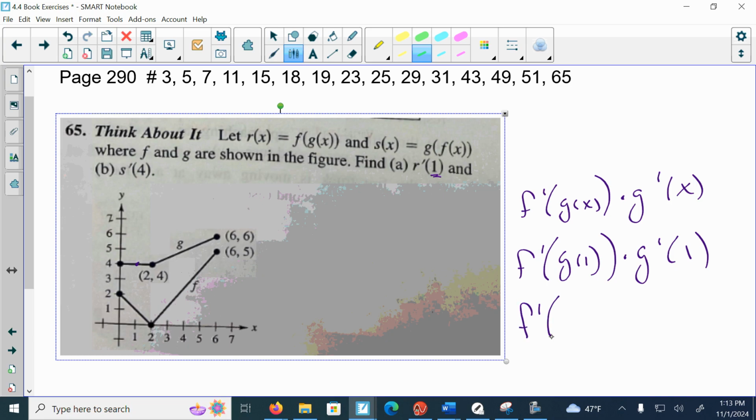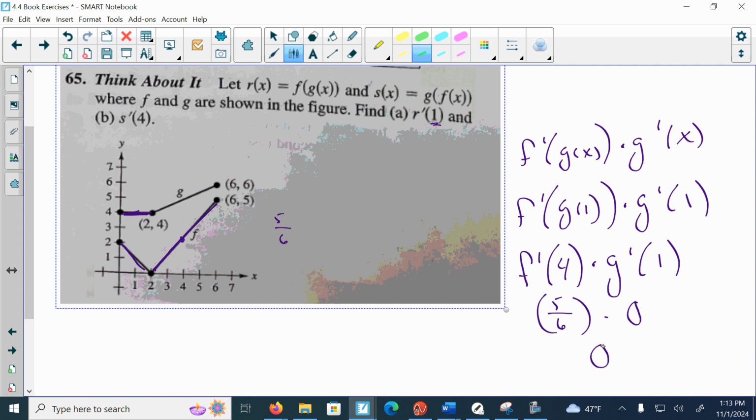So I'm going to find the derivative of f at 4 times the derivative of g at 1. So then I go here, this is f. I want the derivative at 4, so I want the slope of this line. So it looks like I'm going from 0 to 5. That's my rise, and then my run is from 2 to 6. So that slope is 5/4. And then if I look at g of 1, so I go over here, g of 1, and I want the slope at this point, which is 0. I didn't have to do all that other work. And then this will end up being 0.